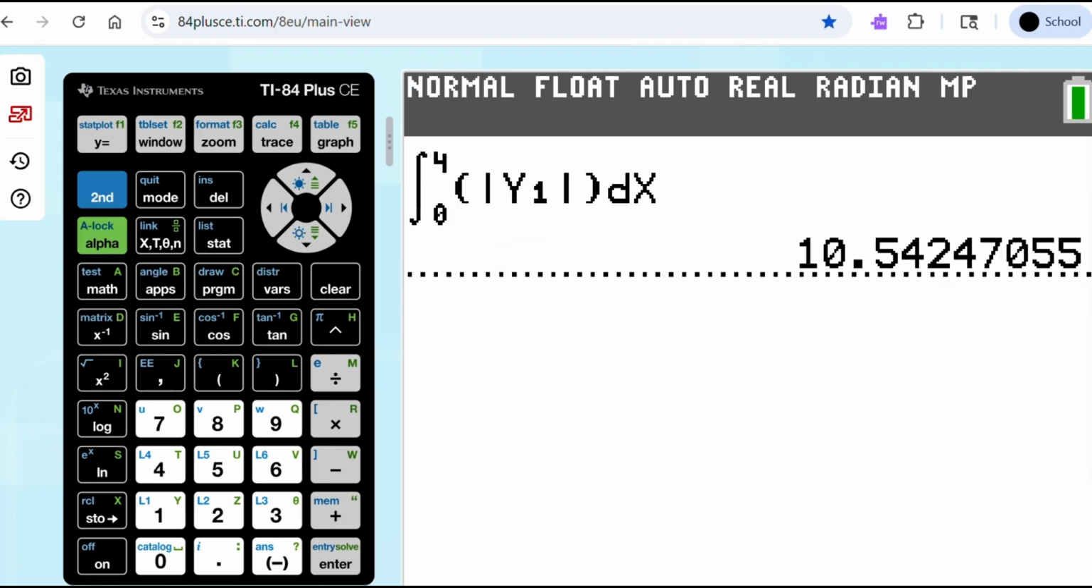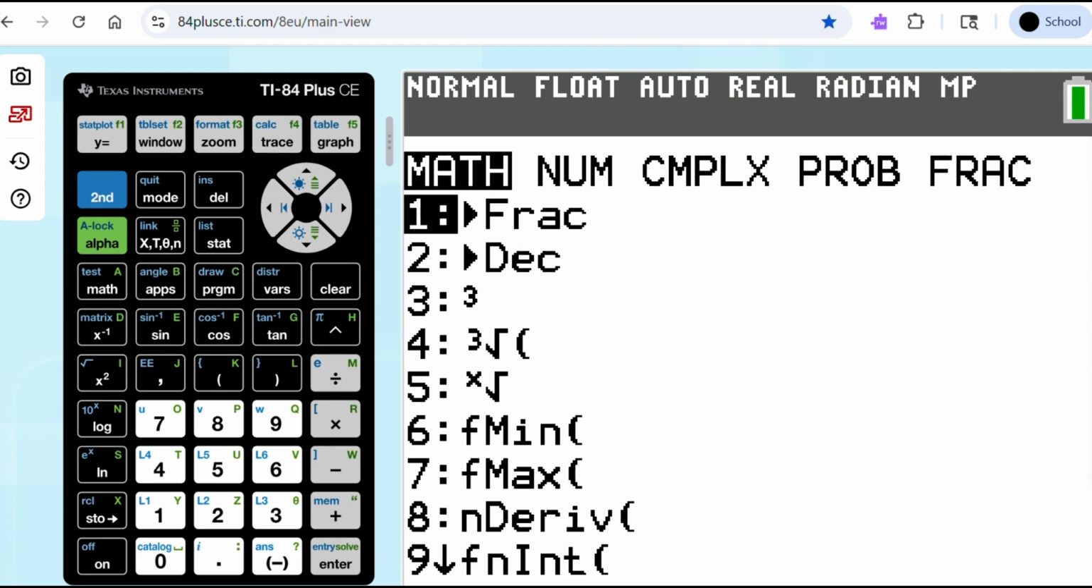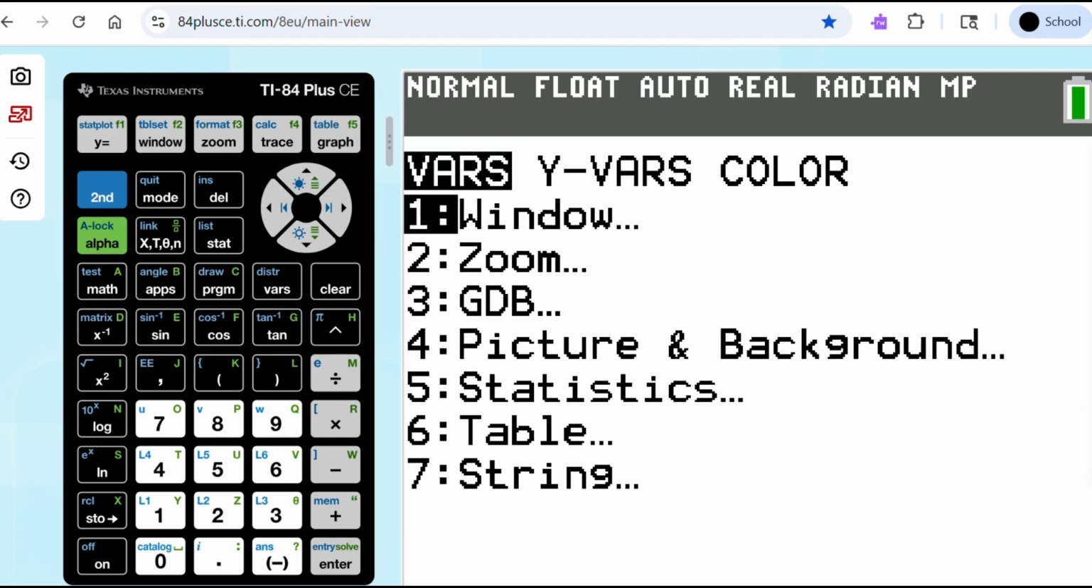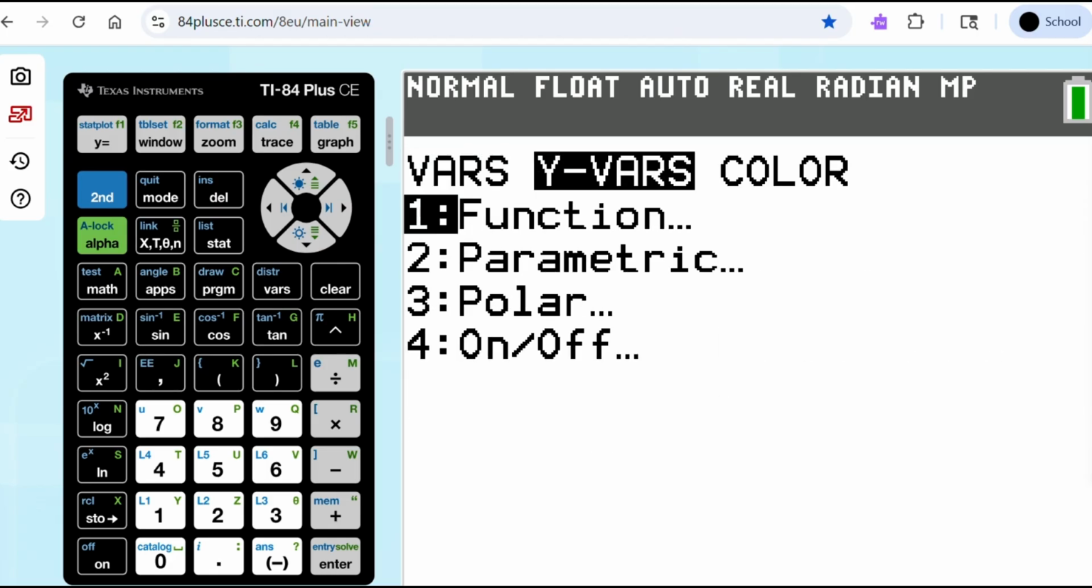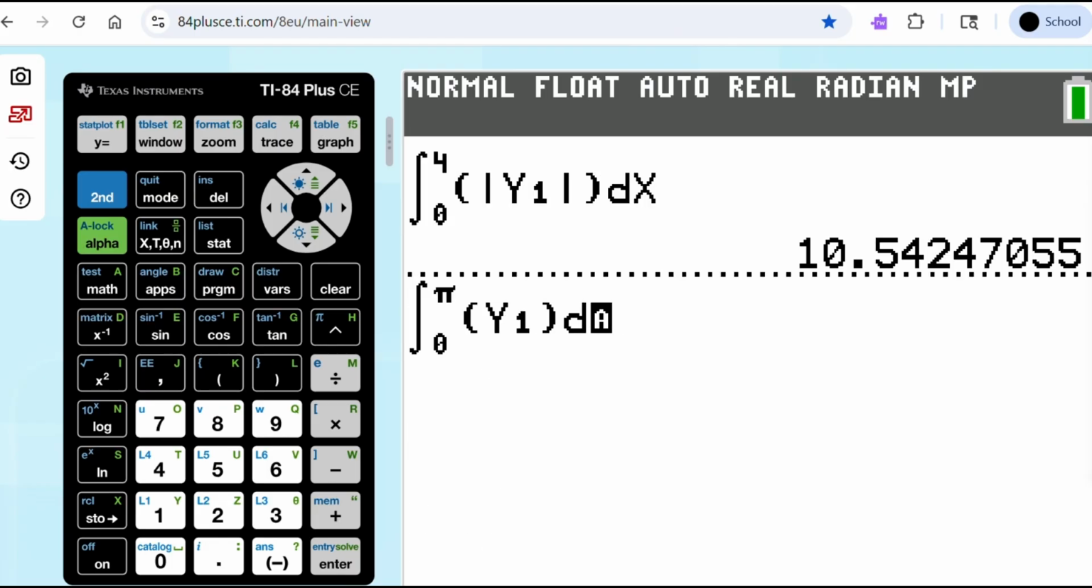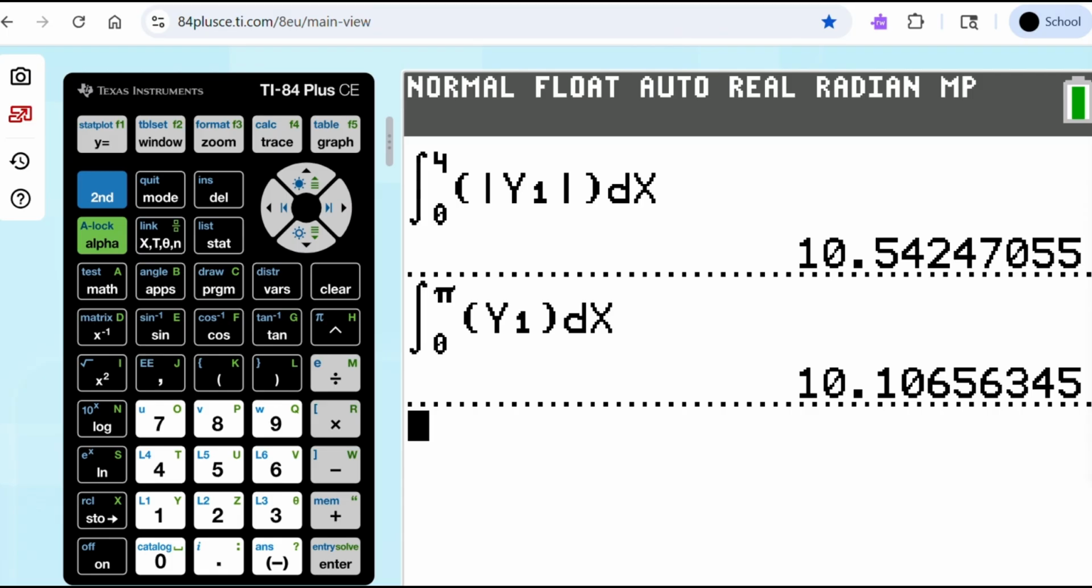And so we'll have our calculator approximate each of those. So first off, we're going to do math and option number 9. And again, you can just hit 9. You don't have to scroll down. And we're going to do an integral from 0 to pi of y1, which is VARS, the variable button next to clear, the second column, and option 1, and option 1 again. And that one comes out to be 10.107 when you round.